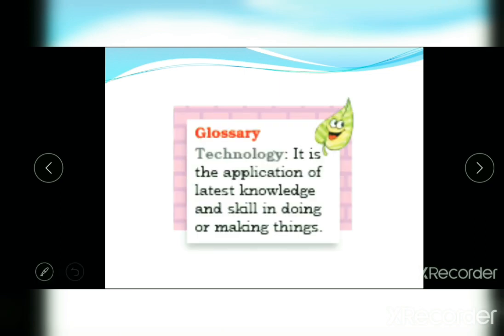Guys, it's glossary time. Technology. So, what is technology according to you?